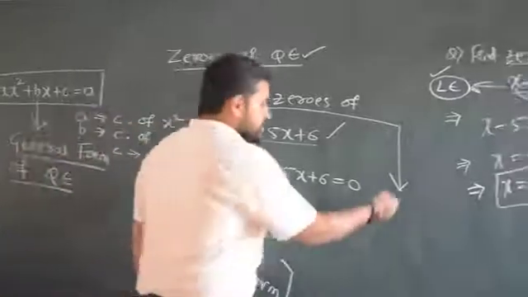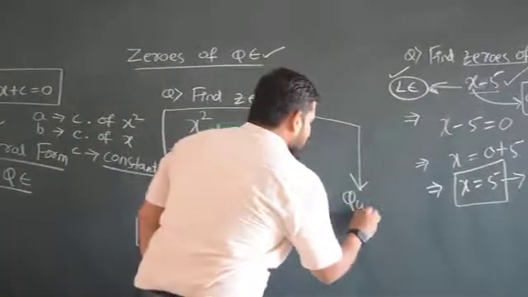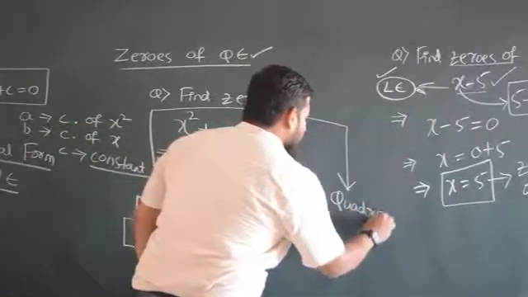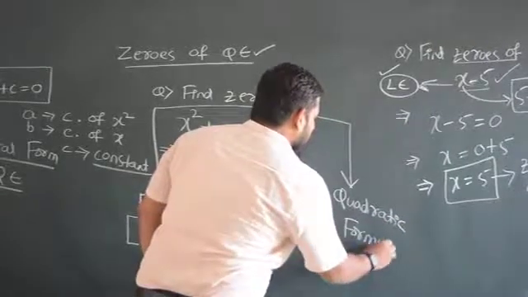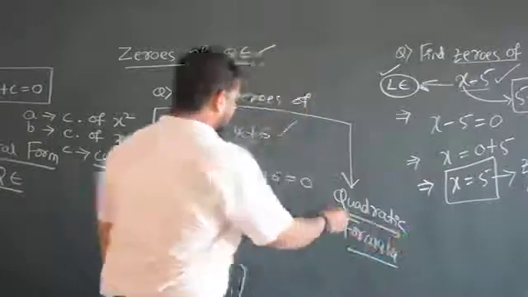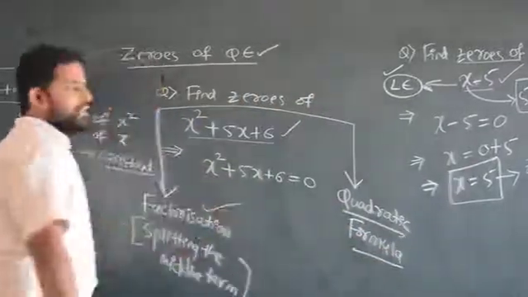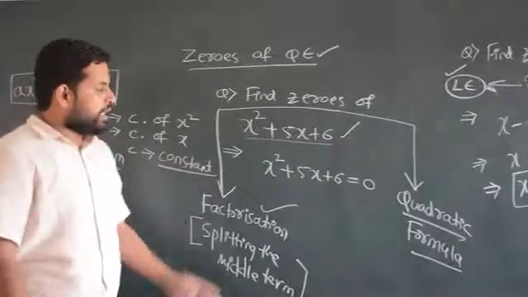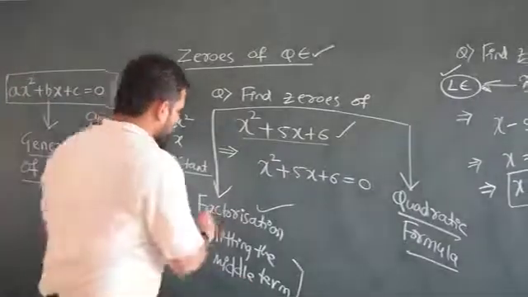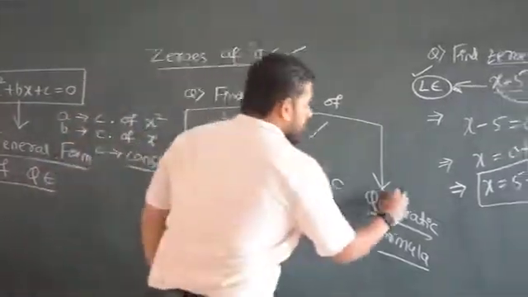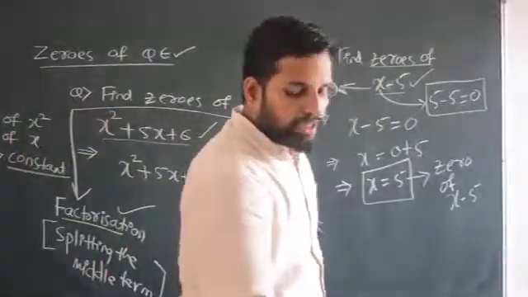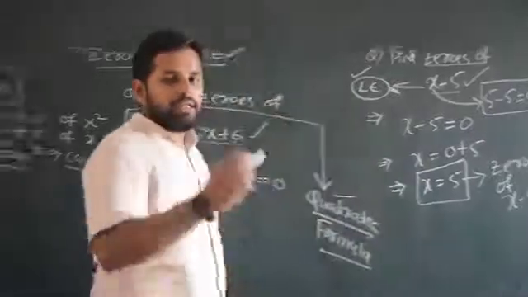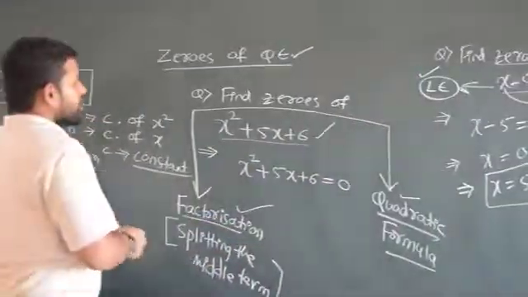And the next one, which is a new thing for you, is by using the quadratic formula. By using the quadratic formula, I am going to find the zeros. If you do it by factorization, well and good, no problem at all. And if you don't want to do it by factorization, you have to use the quadratic formula. We are focusing more on the quadratic formula because directly in your board exam they will ask a question like this.